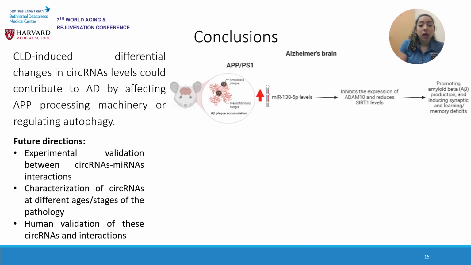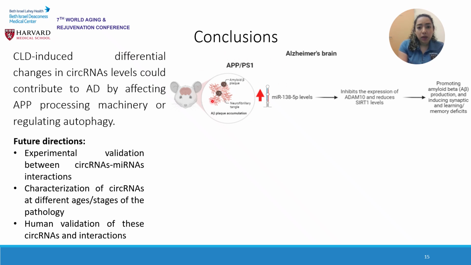In conclusion, our results show that chronic lysosomal dysfunction leads to altered circRNA expression, which may contribute to Alzheimer's disease progression by influencing APP metabolism. Let me give you a specific example.